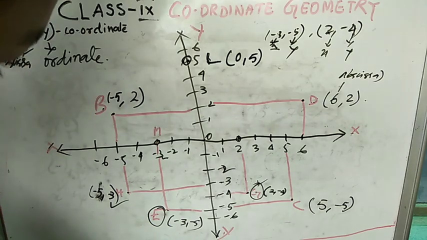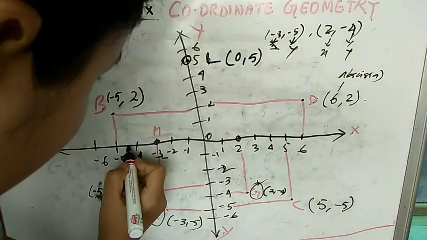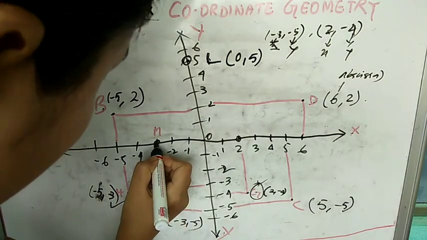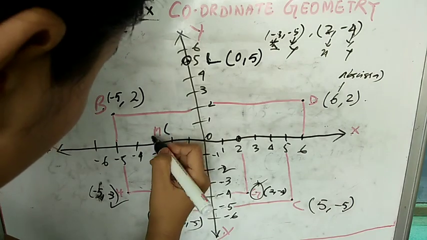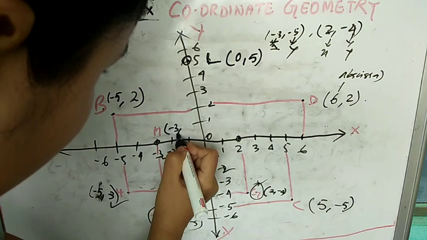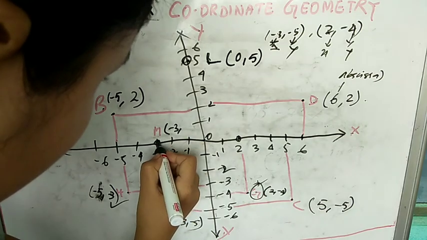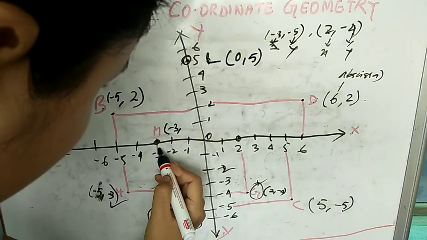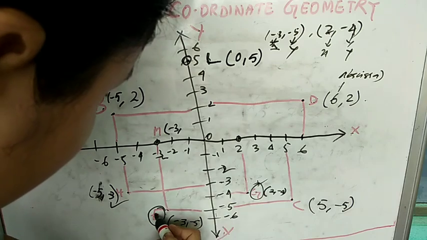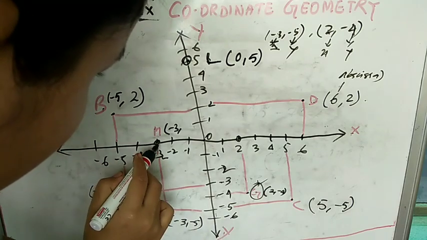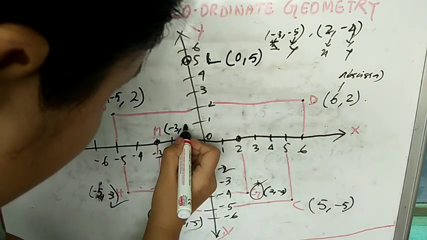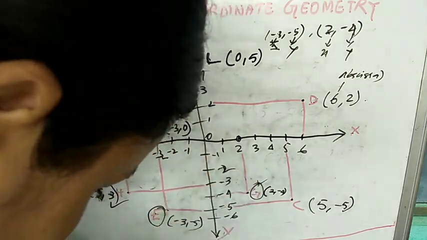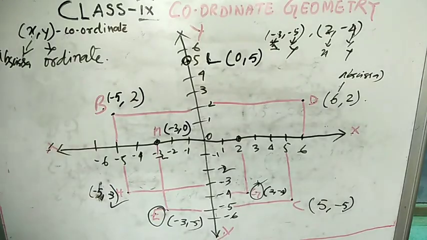Next, question number 8 says the coordinates of point M. Our point M is here. See here, the line that extends from M stops at point E, so this line is for point E and not for M. The x coordinate of point M is 3, whereas the y coordinate is 0.